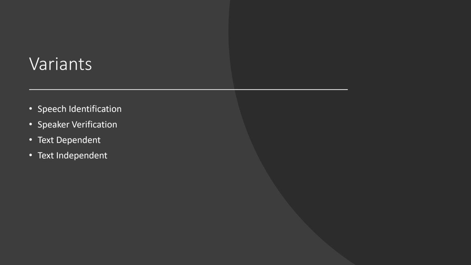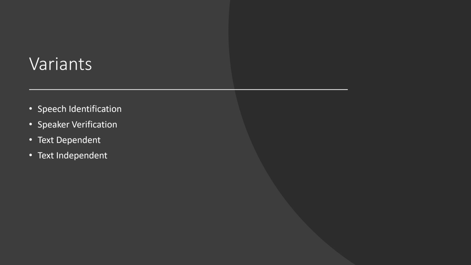Now, there are actually variants in a speaker recognition system as well, in which we can have either a text-dependent speaker recognition system or a text-independent speaker recognition system. In text-dependent systems, the speaker is supposed to utter specific words or phrases which act like passwords in order to get access into a database or anything for that matter.